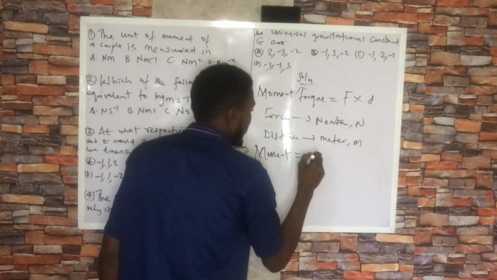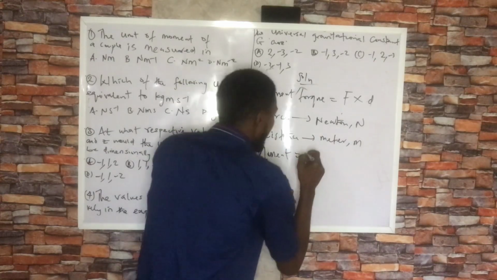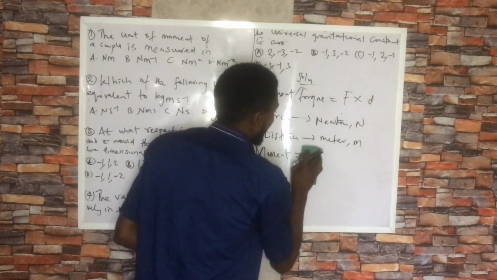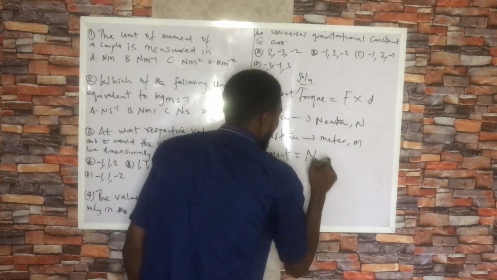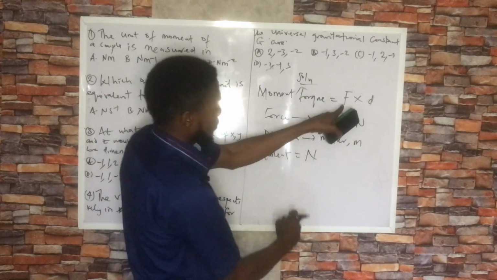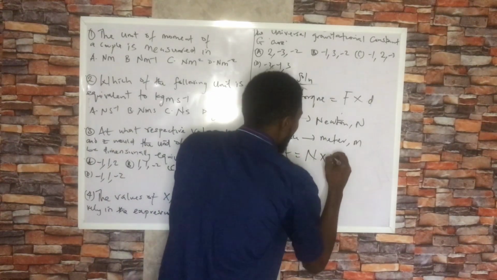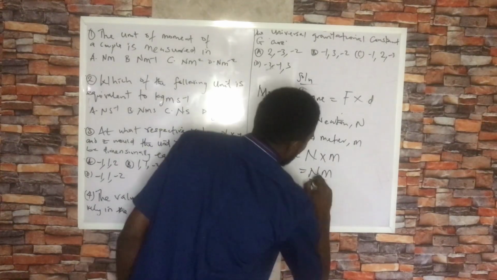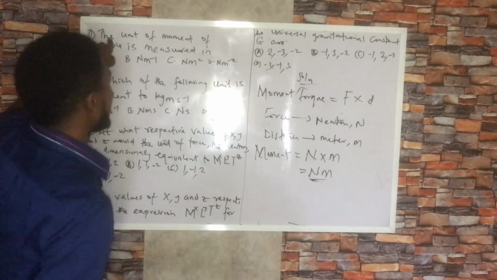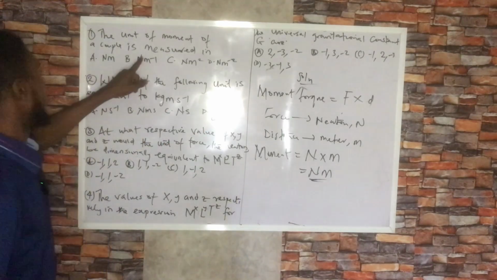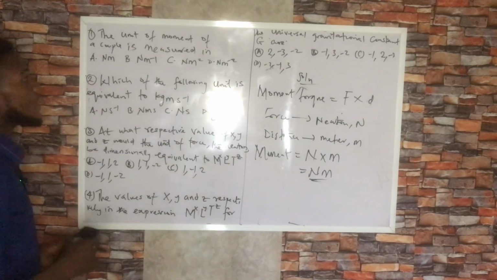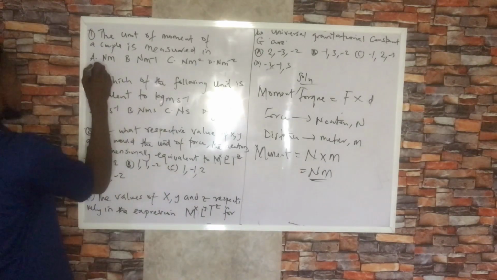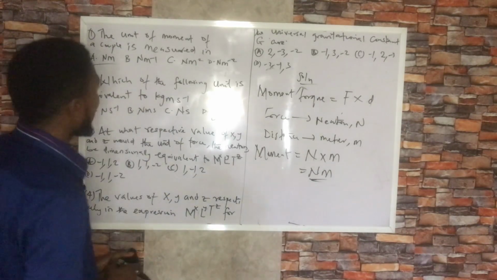So it's simple as saying moment is equal to Newton times meter, which is given as Newton meter. So that solves this particular question. The unit of moment of a couple is measured in Newton meter. So the right answer is Newton meter. I hope you get it now.